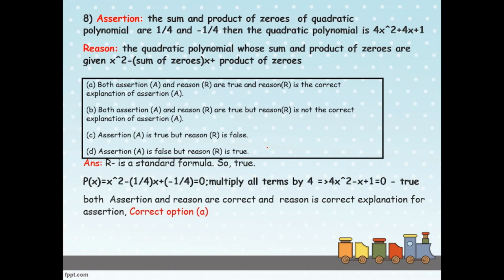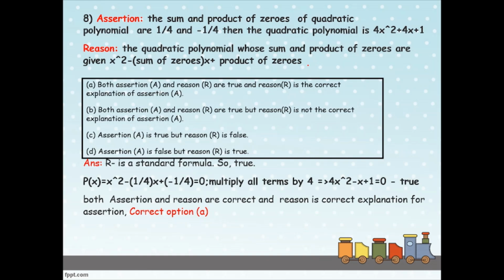Assertion: the sum and the product of the zeros of a quadratic polynomial are 1 by 4 and minus 1 by 4. Then the quadratic polynomial is 4x squared plus 4x plus 1. Now the reason is, for the quadratic polynomial whose sum and product of the zeros are given, it is x squared minus sum into x plus product equal to 0. That is the reason. Yes, the reason is a formula to find the equation using the zeros. So the reason is a true statement.